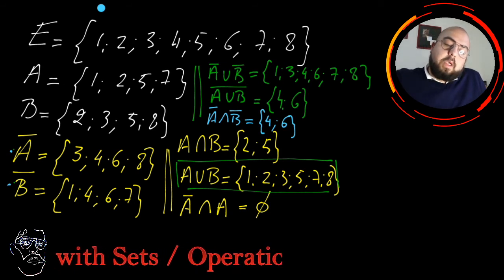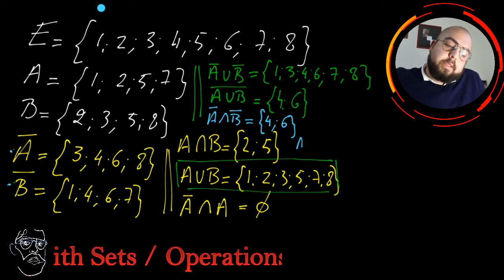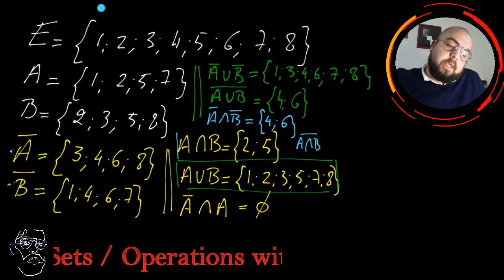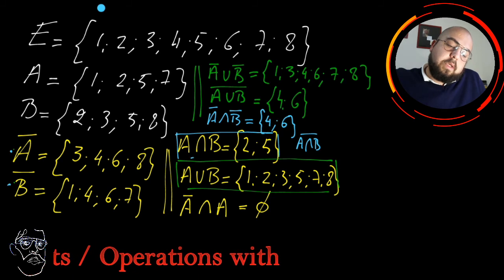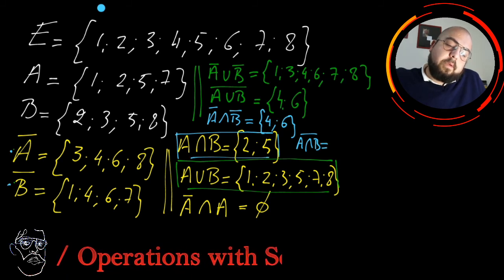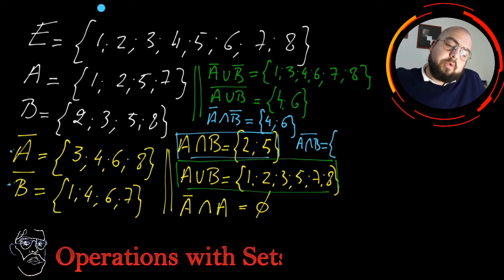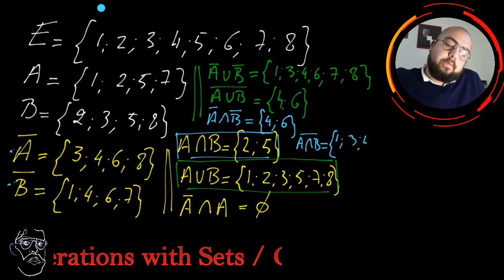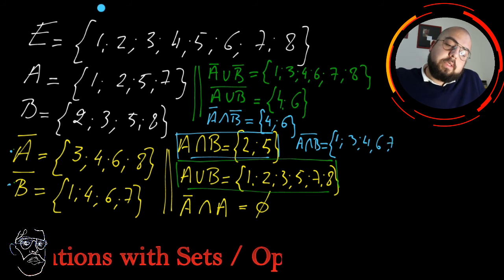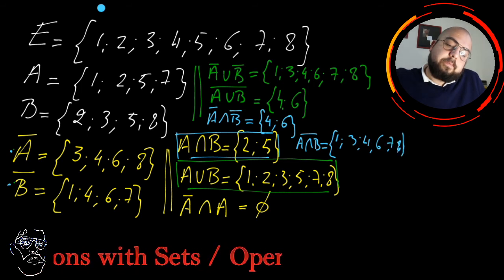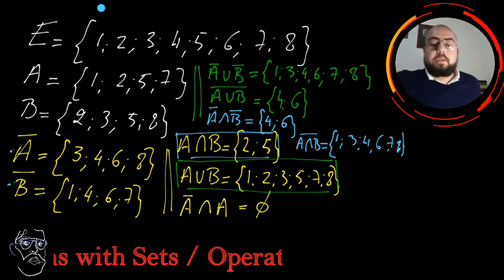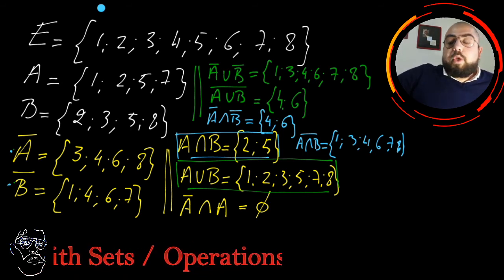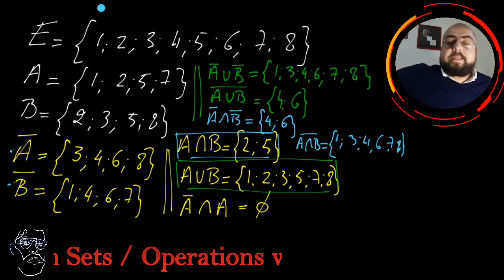Alright. In case the question was what is the complement of A inter B, you need to find A inter B and then regarding the set E, choose what is remaining. 1, 3, 4, 6, 7 and 8. Alright, so these are some operations between sets and subsets.